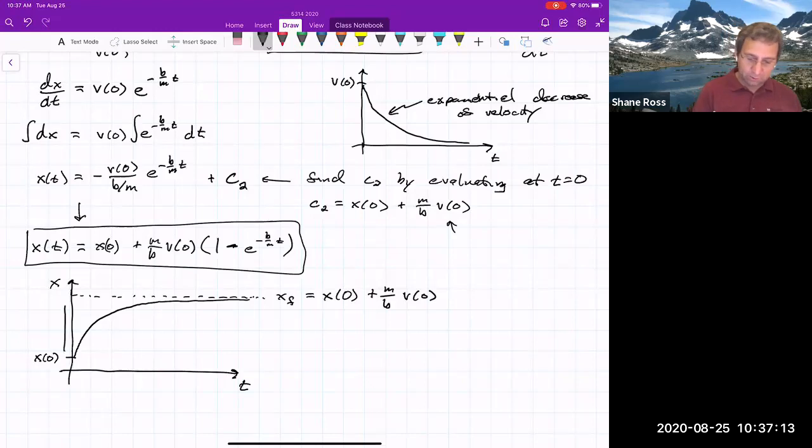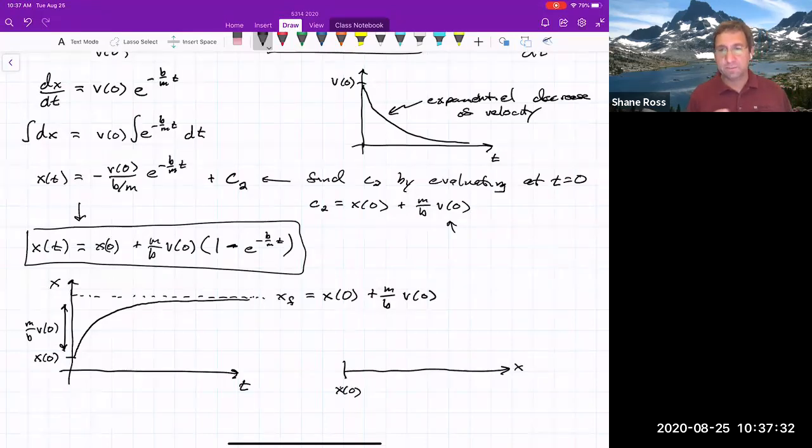So that means it traveled a distance m over b v0 in the long time limit. If you want to imagine what it would look like, here's x, if something got shot out at this location x0, and then let's just put equal tick marks. So every second we put where the location is. Here it is after the first second, then after the second, third, fourth, fifth. It's asymptoting to something, and that's this xf location.